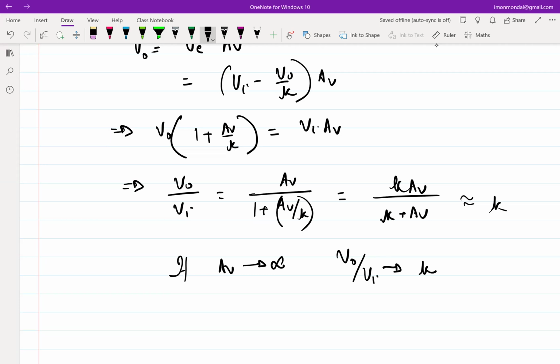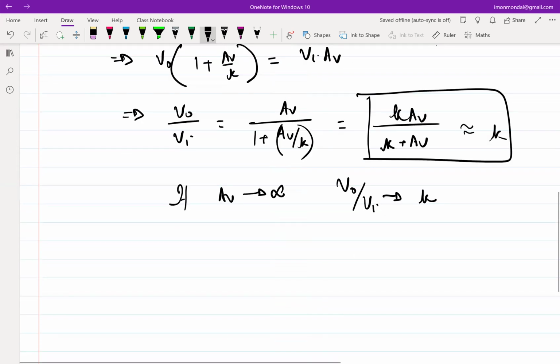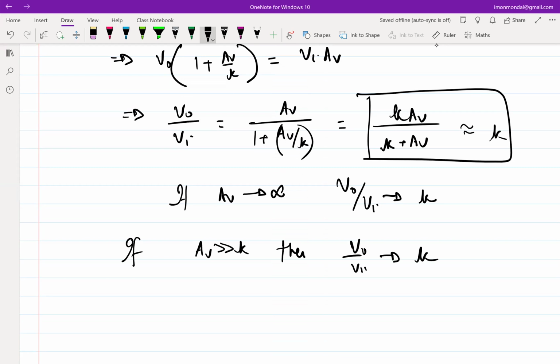Is the question clear? Just look at that equation and tell me. I want this to be almost equal to K. I understand that AV tending to infinity gives us that, but that's not possible. But what? Essentially, we want AV to be much greater than K, and then V naught over VI also tends to K. AV tending to infinity is a difficult thing to do, but AV much greater than K is probably not so difficult. Let's say I want an amplifier with a gain of 2, 5, 10, maybe something like that. Then I can probably realize an AV much greater than 2 or much greater than 10. If I want much greater than 2, maybe I realize a gain of 20. Then I should be able to get a stable gain of K.